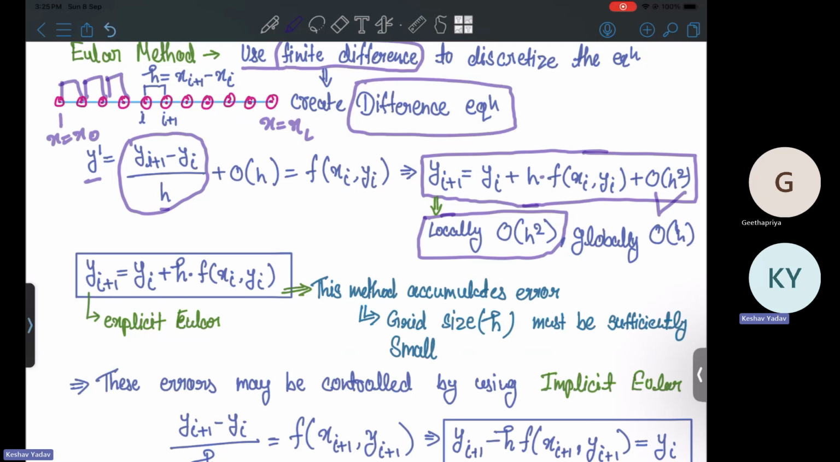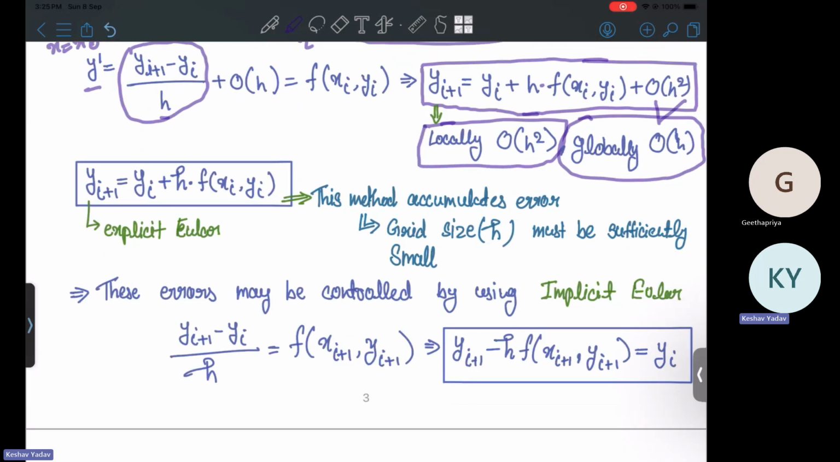That n can be written as the whole domain divided by the small h. So one h will be cancelled. So globally it is order of h. Okay, so this is the formula for the Euler method: yi plus 1 will be equal to yi plus h multiplied by the function at xi and yi.